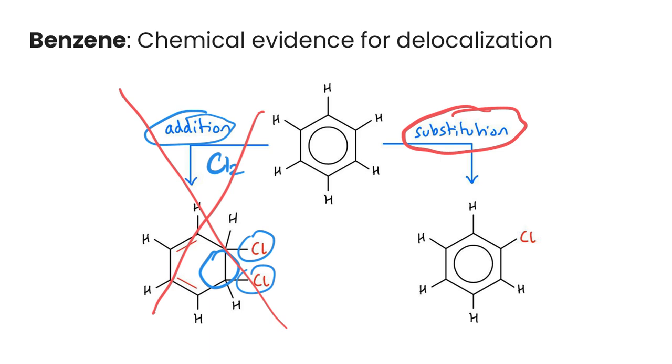Instead, benzene undergoes a type of reaction called substitution. Substitution reactions are just taking one of these hydrogens, and if we were to react this with chlorine, it's just substituting one of those hydrogens with a chlorine. Now, the reason for this is that substitution reactions are going to maintain the additional stability of the delocalized ring of electrons. And so that is why benzene prefers substitution reactions over addition reactions.